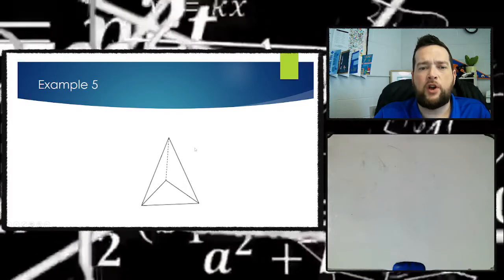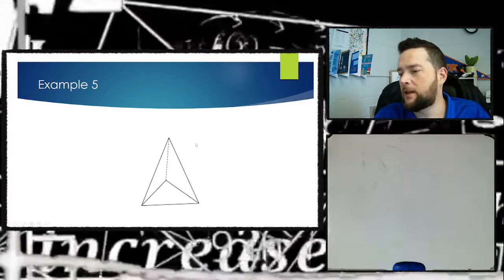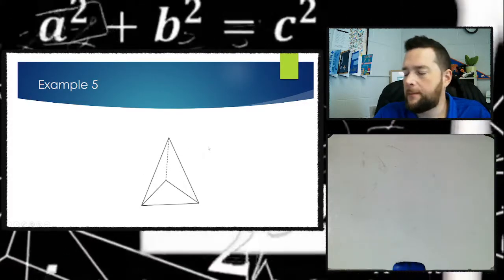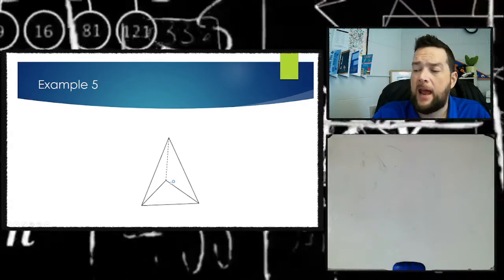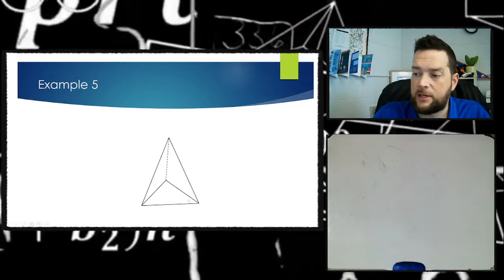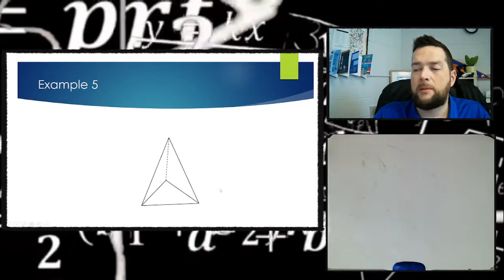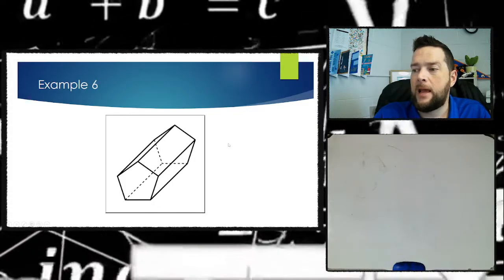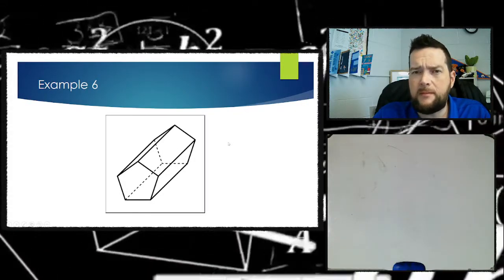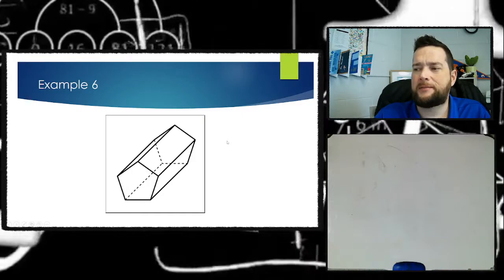All right, see if you can do this one by yourself and then come back to see if you got the right answer. All right, it is a pyramid because it all comes to a point at the top. And therefore, I'm going to look at the base. It's a triangle, so this is going to be a triangular pyramid. And last one. See if you can come up with the name for this one.